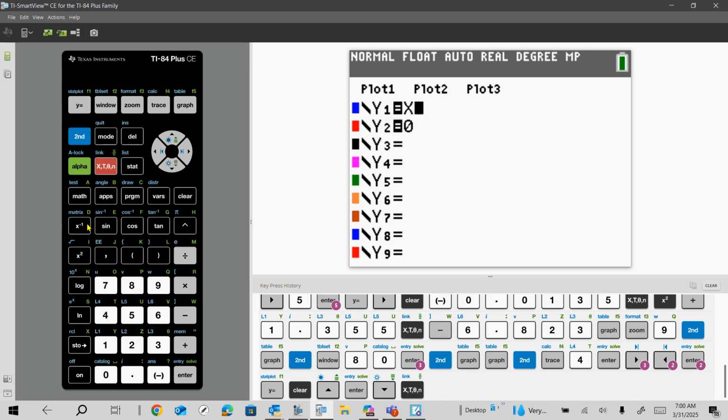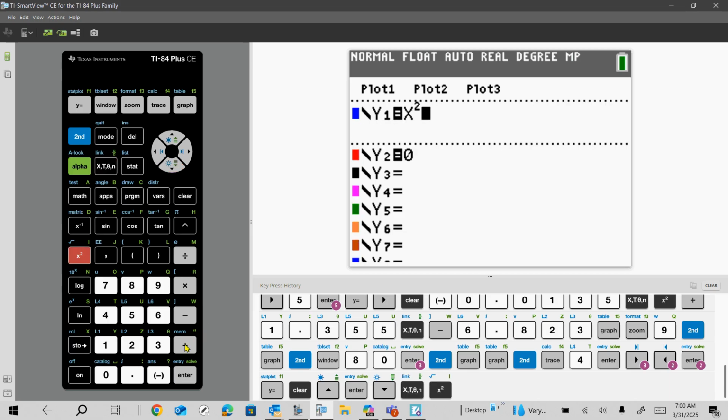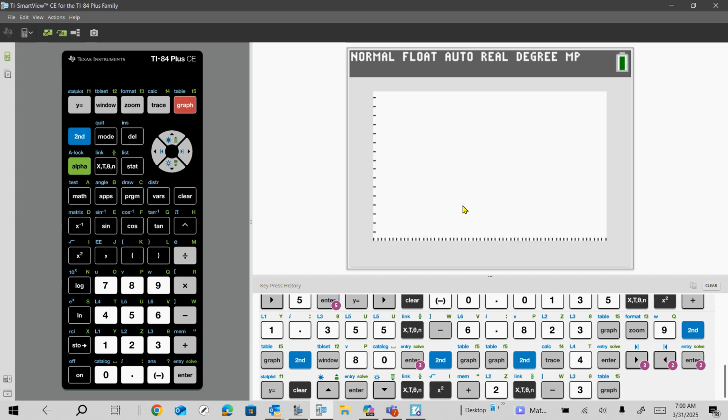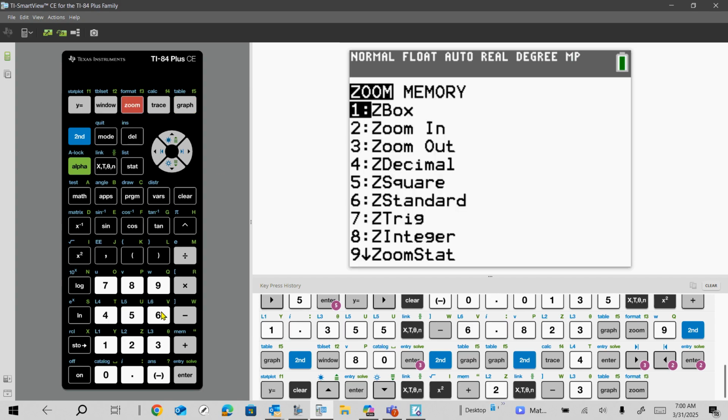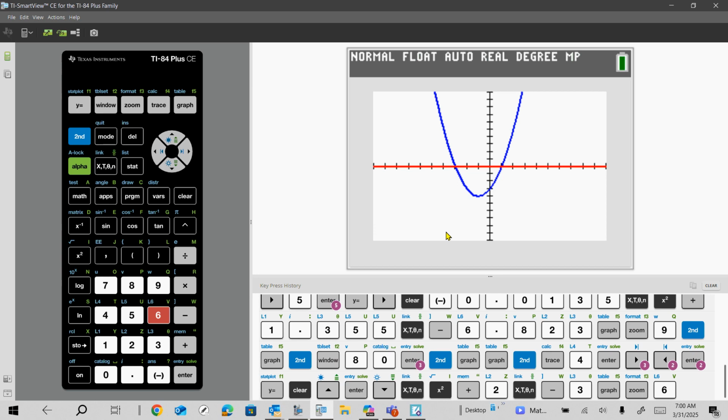So we got x squared plus 2x minus 3. And we're going to graph that. Right now, we can't see that. And if you don't see the graph, you should always start with a standard window. So that's zoom 6. And there's our graph, okay?